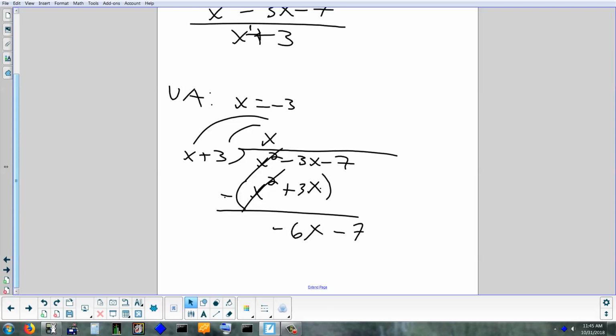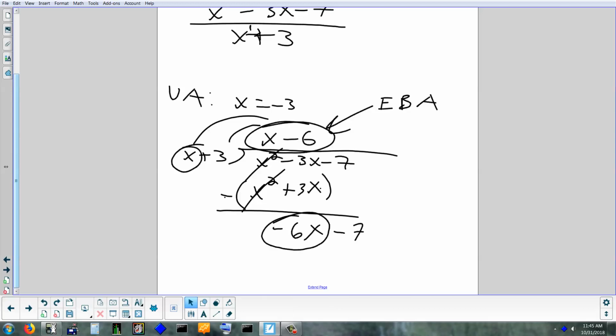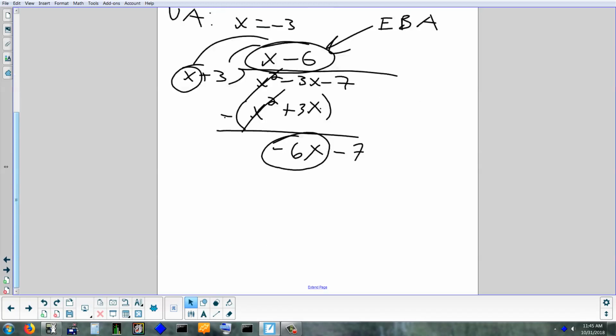Now you can bring down the 7, but the 7 doesn't matter unless you're going for the remainder. What's negative 6x divided by x? Yep, negative 6. There's your end behavior asymptote. It's a line with a slope of 1, y-intercept of 6. Okay, so now we're ready to sketch. I'll draw my 2 asymptotes, and then I'll check other points as needed.